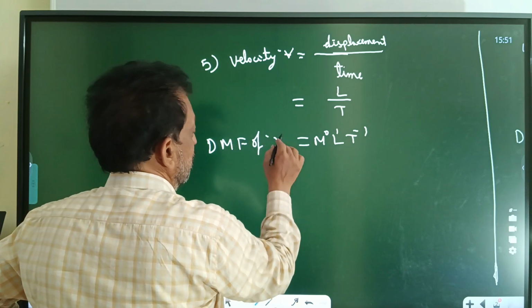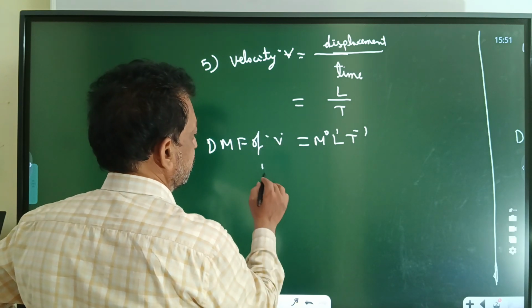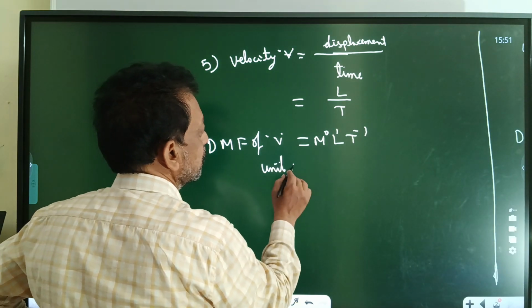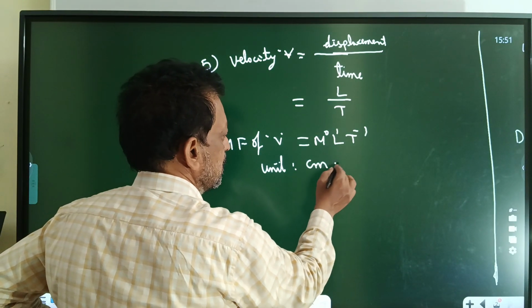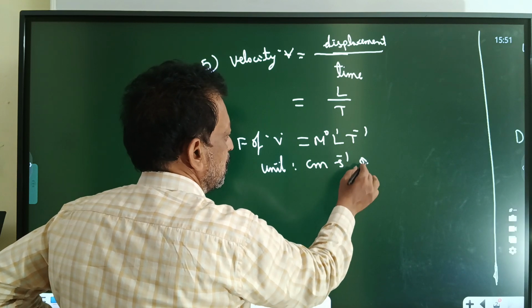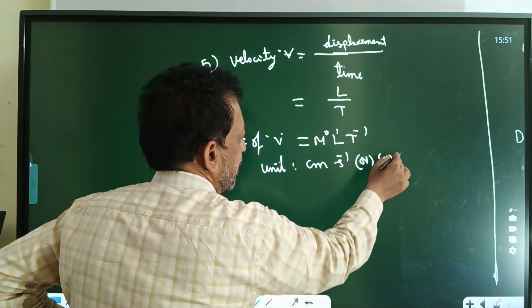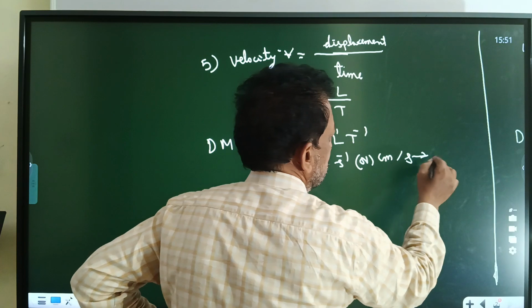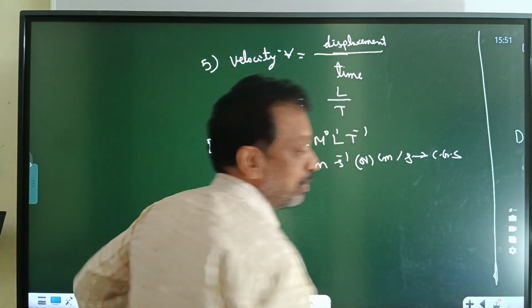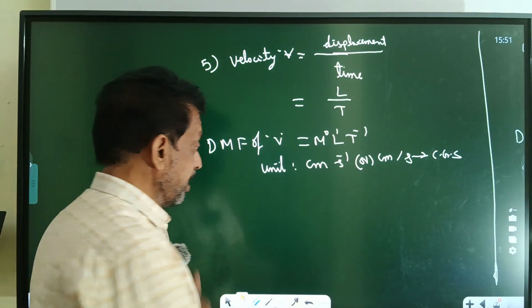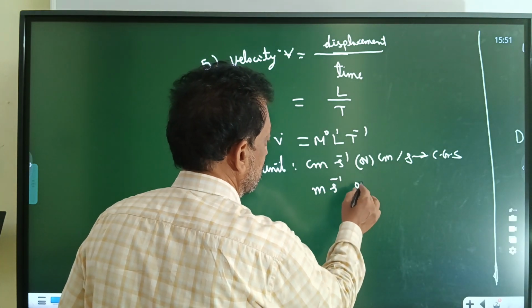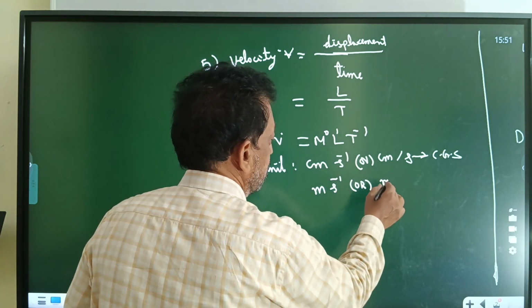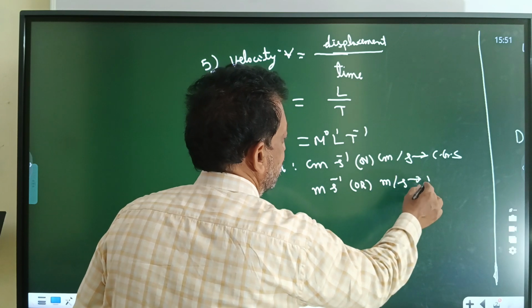So then we can write the unit. You write the same thing. Centimeter second inverse or centimeter per second, we call CGS. Next, MKS system, meter second inverse or meter per second.